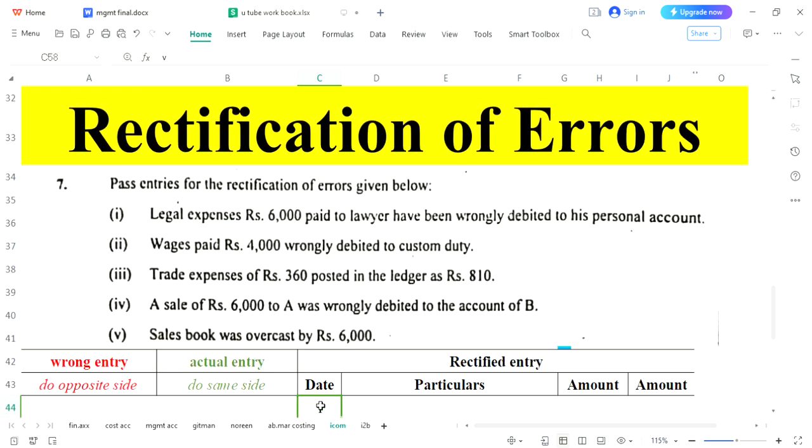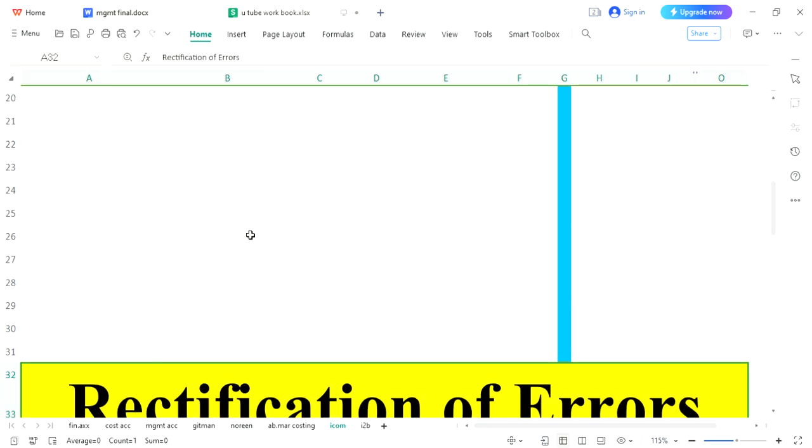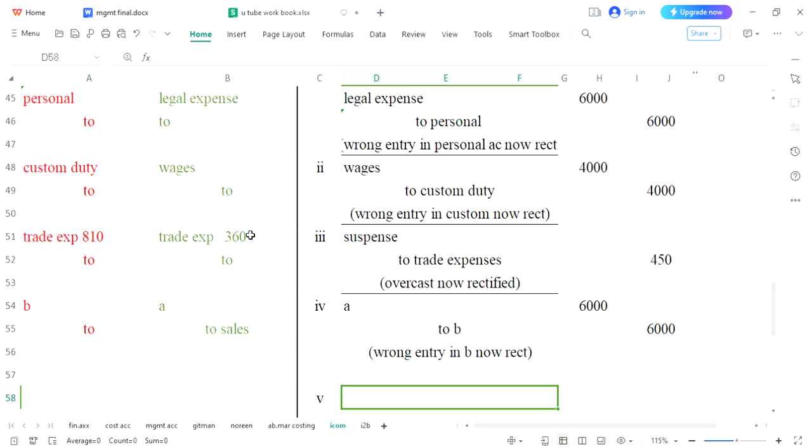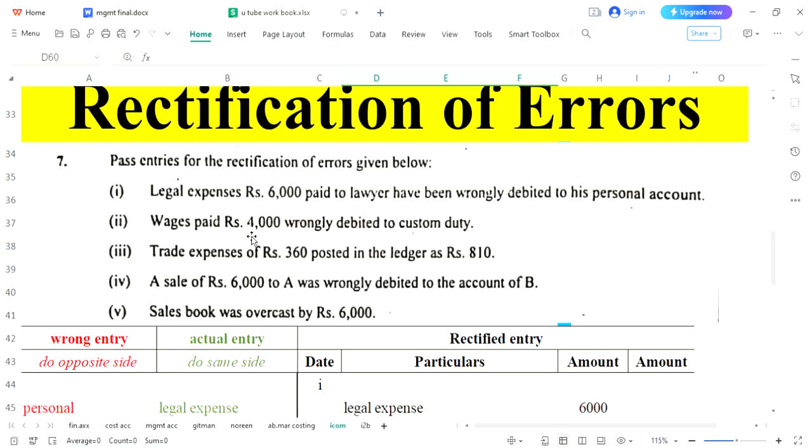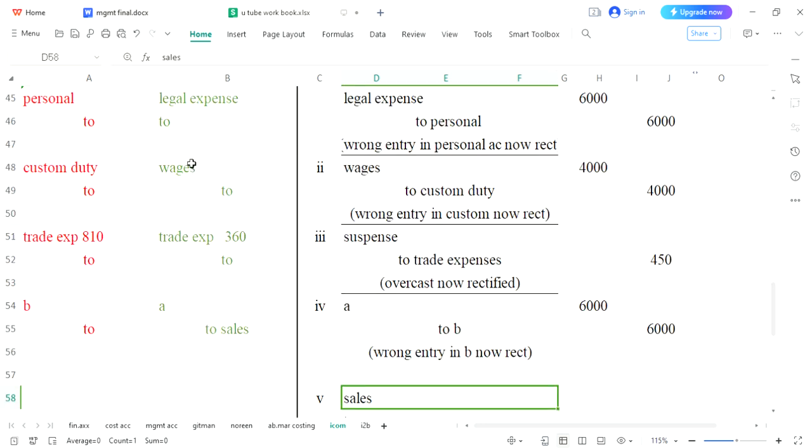Let's see what that fifth entry is saying. Sale book overcast. As you know, in overcast we will write at the opposite side. Sale's original side is credit. In case of overcast, we will put it to the opposite, meaning debit side. And here sales would be written over here. Once again, I will tell you: sale book overcast. Rule of overcast is to put at the opposite side. Original side of sale is credit. So in case of overcast, you will put it to the opposite, meaning debit side.